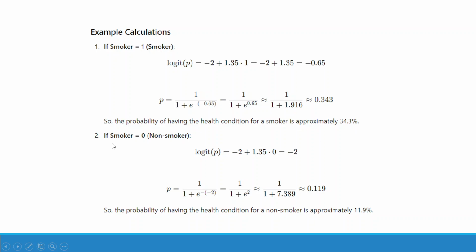Okay. If a person is a non-smoker, we will insert the value 0. So logit P is equal to minus 2 plus 1.35 into 0, which is minus 2. Now let's solve this equation. We get 0.119. So the probability of having the health condition for a non-smoker is approximately 11.9%.